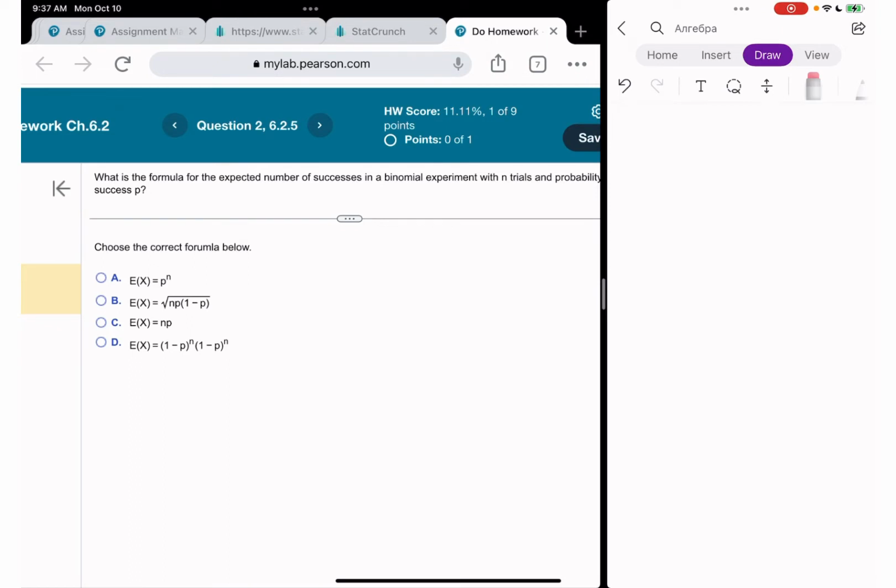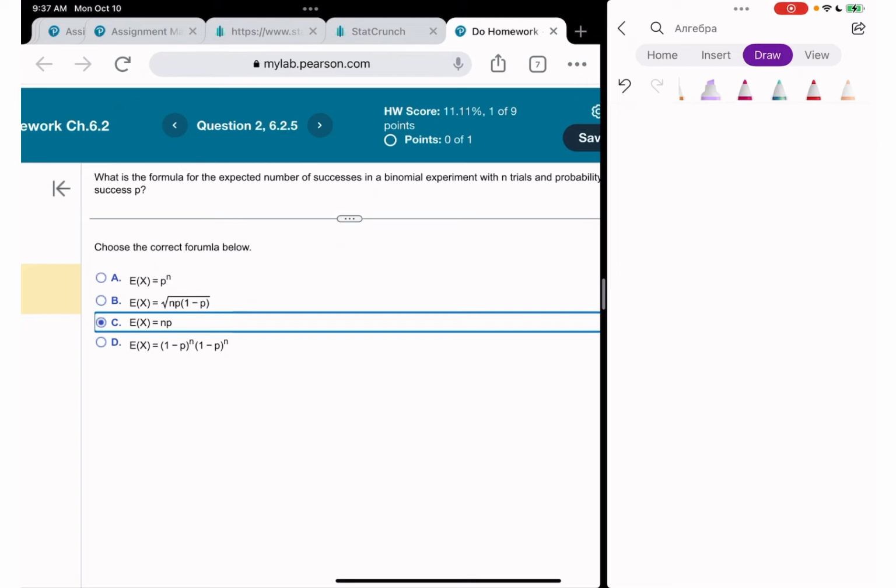What is the formula of the expected number of successes for a binomial experiment? It's going to be E of x equal n times p. Let me write down: in a binomial probability distribution, n is the total amount of trials. Next, P is the probability of success.